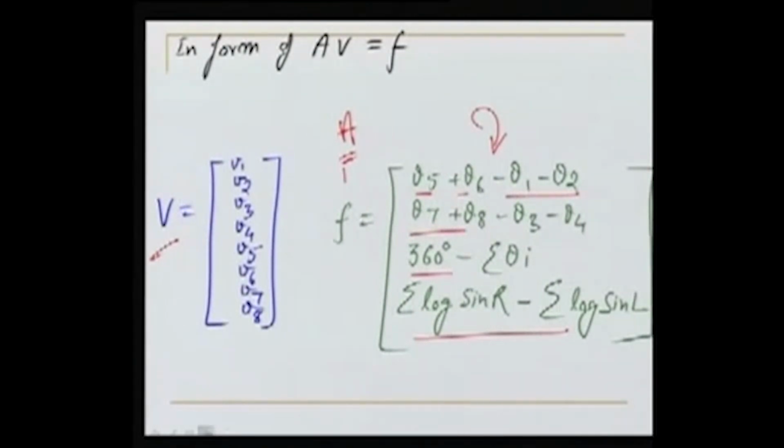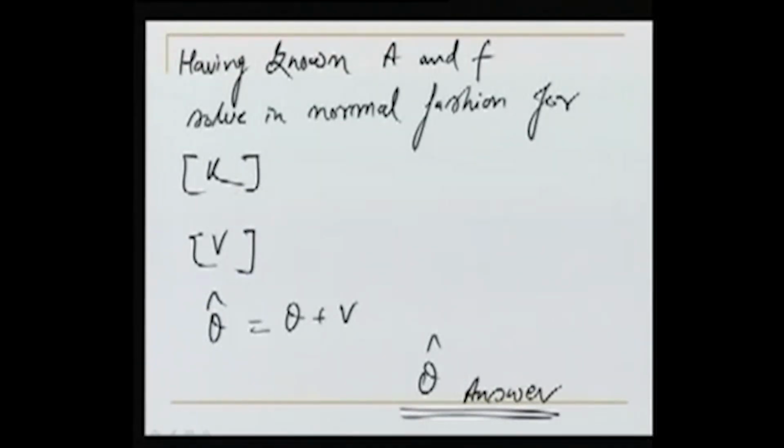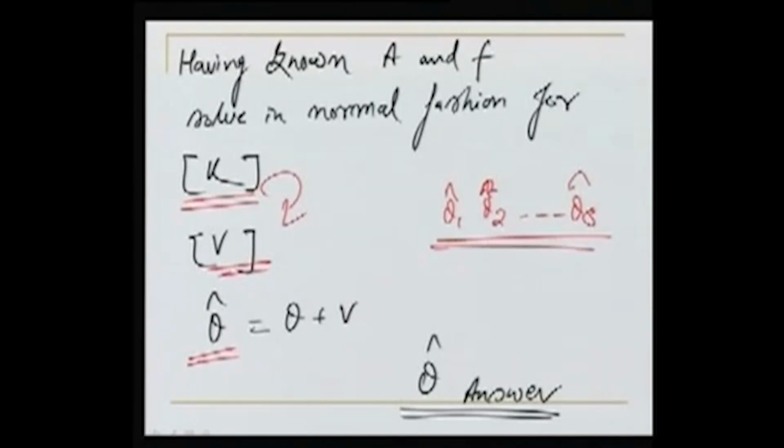Once A and F are known, we know how to solve for it. We can find K. Then once we know K, we can find V, and once V is determined, we can find the values of theta 1 hat, theta 2 hat, and so on up to theta 8 hat. All these adjusted observations can be determined. So what we have seen is that the base quadrilateral can also be adjusted by this condition equation method.